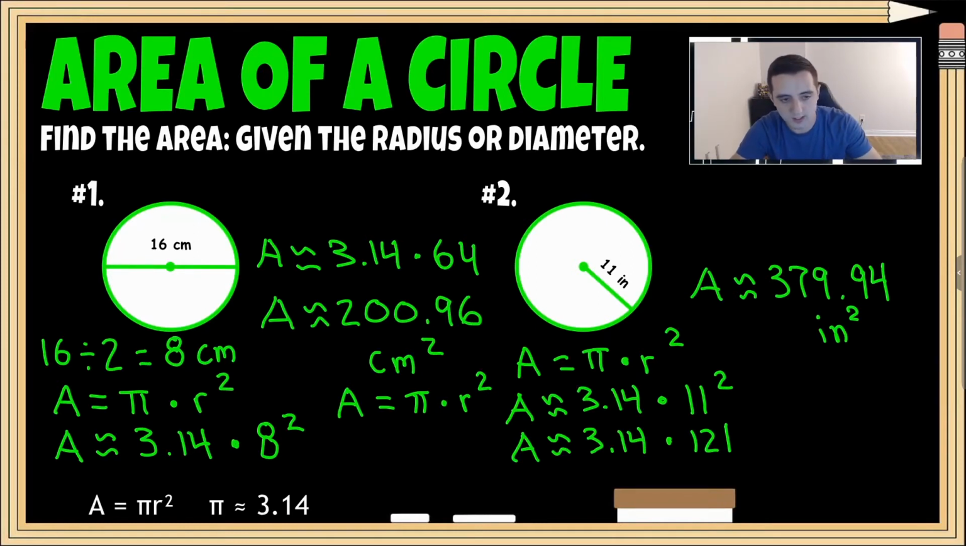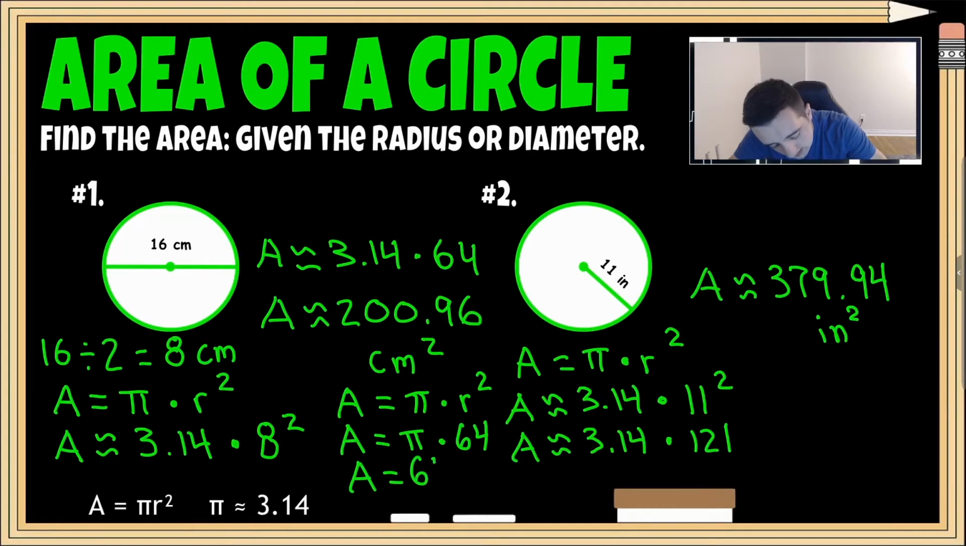So we know the radius for number 1 was 8. So this is area equals pi times the radius squared, which was 8 squared, which would be 64. And again, there's no approximately symbol because we're not plugging in a number for pi at all. So 64 times pi would just be 64 pi. So area equals 64 pi. And that would be your final answer, leaving it in terms of pi.